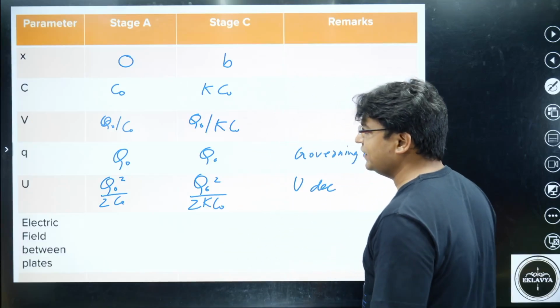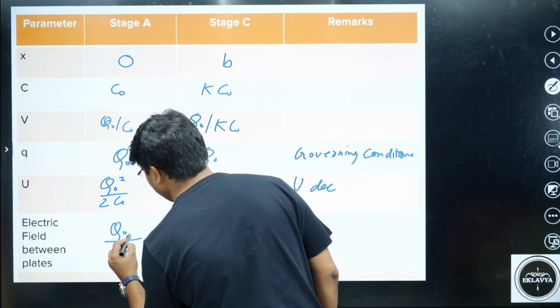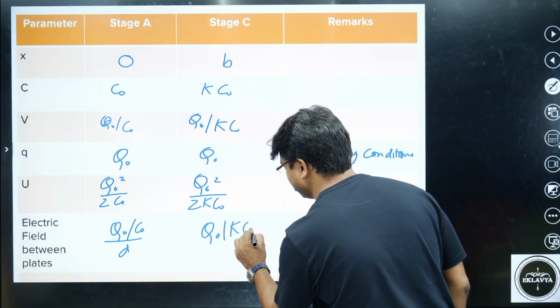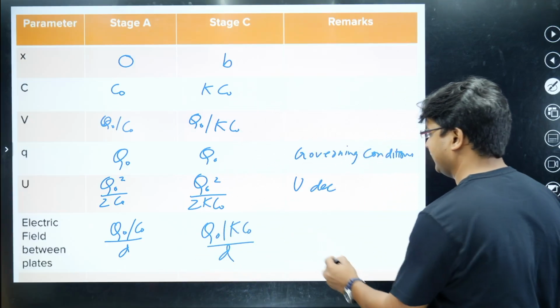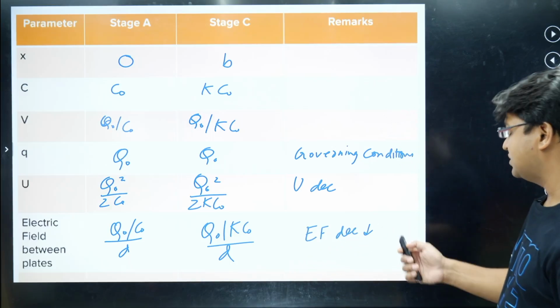Electric field, so it would be Q naught by C naught D. Here it would be Q naught by K C naught D. So the electric field has decreased as expected. Okay, so that is what is happening.